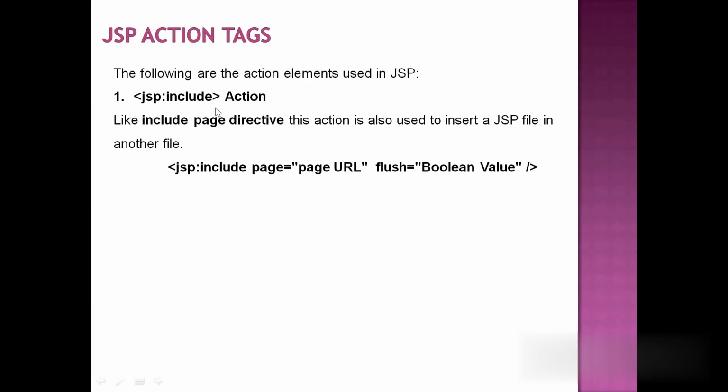All the tags in JSP are prefixed with some prefix. If it is an action tag, every tag is written with the prefix called jsp. If you want to create your own tag, then you have to select your own name as a prefix. Like the include page directive, this include action tag is also used to insert a JSP page, your current JSP file, into another JSP file.